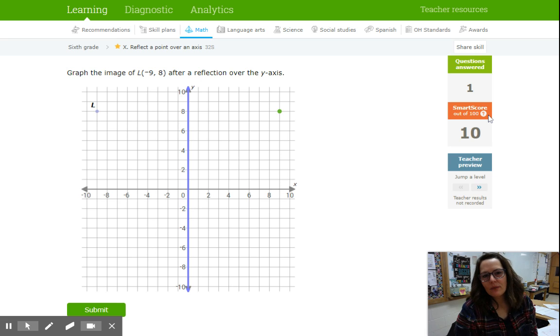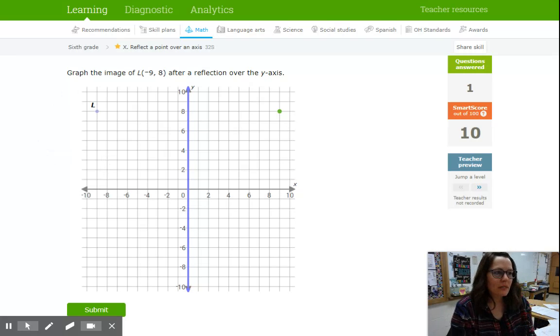Hey guys, I wanted to go over with you the IXL that has graphing and reflecting over the y-axis. And then I'll also go over the other one with you about determining the distance. So you can see here on my screen, I have one up.